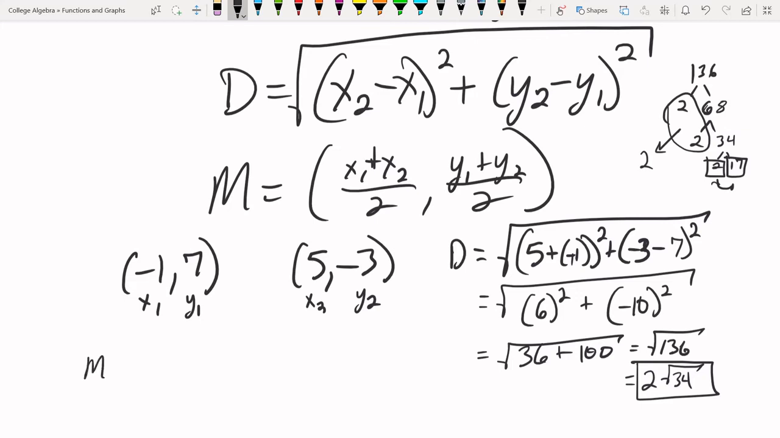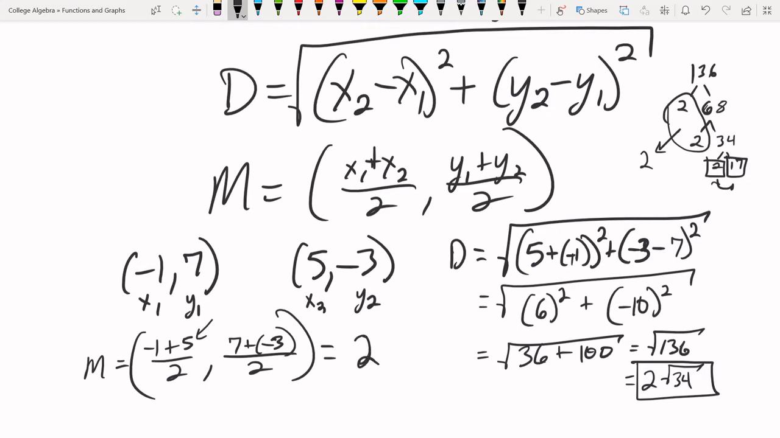And the midpoint is just the averages. So we have x1 plus x2, y1 plus y2. This is going to be 4 over 2, which is 2. And this one here is 4 over 2 again, which is 2. So the midpoint is 2, 2.